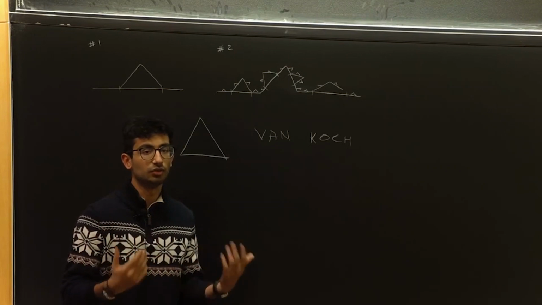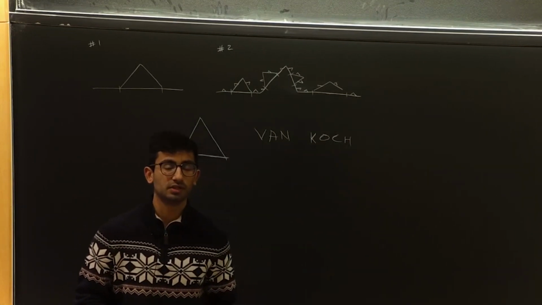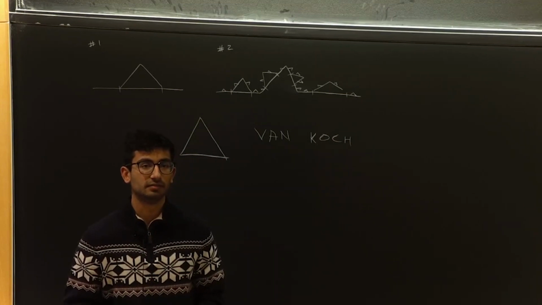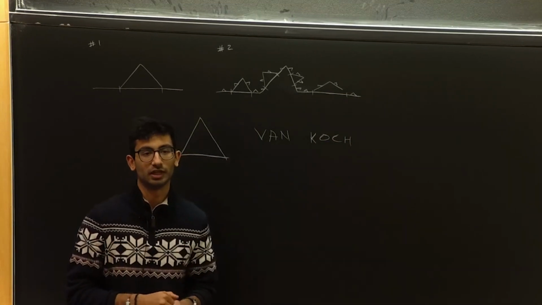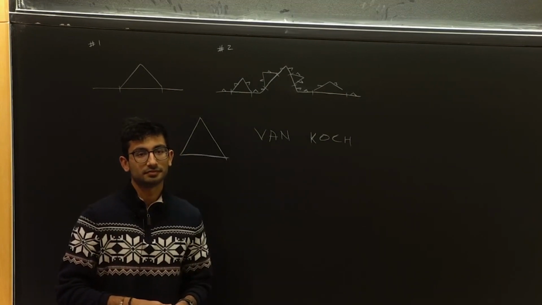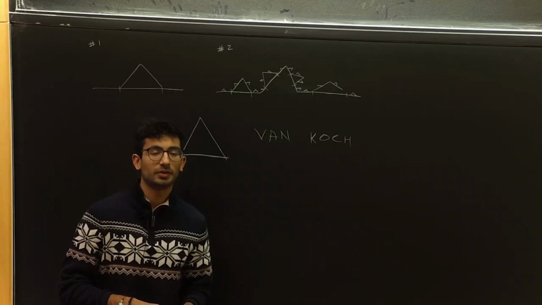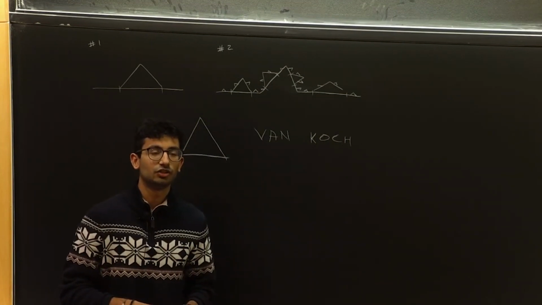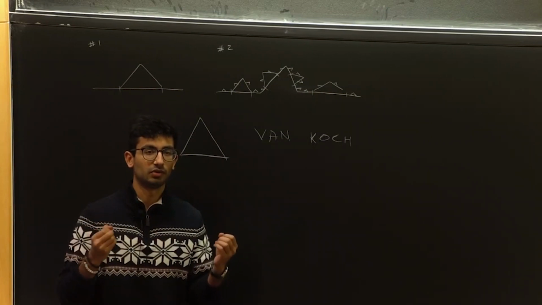Eventually, as we continue iterations of the Van Gogh snowflake, the perimeter will become infinite, but the area will remain finite. Yes, it will converge. The area will converge, but the perimeter will not. It should be paradoxical because it shouldn't make sense that you have a finite area but an infinite perimeter.